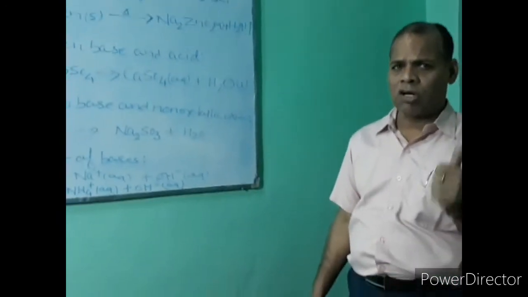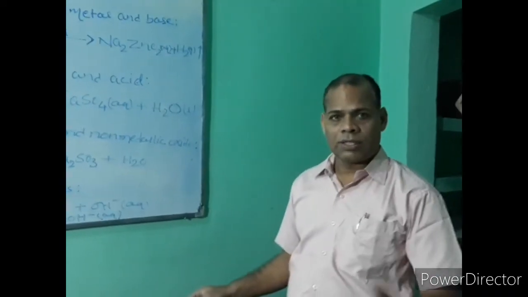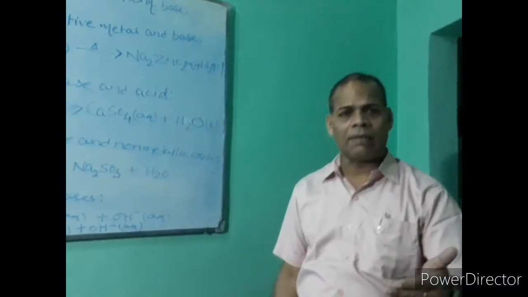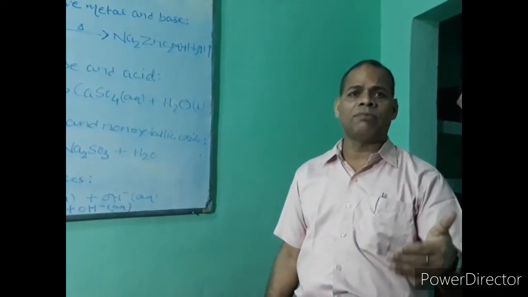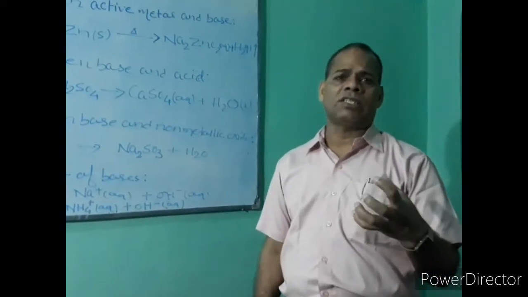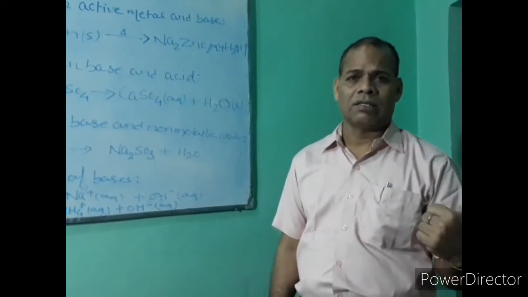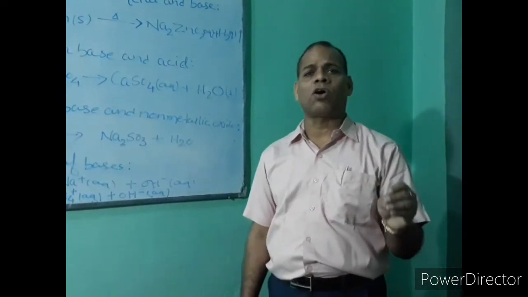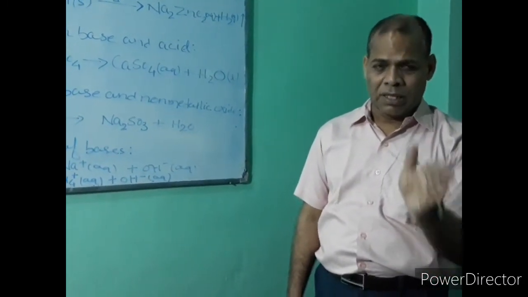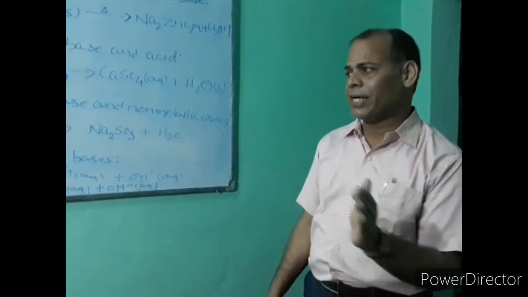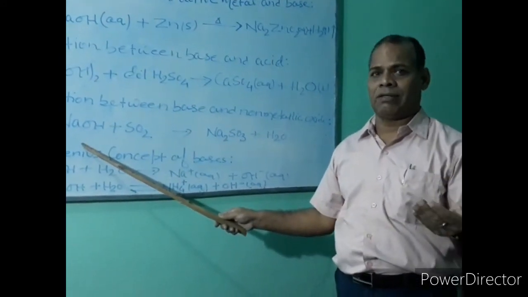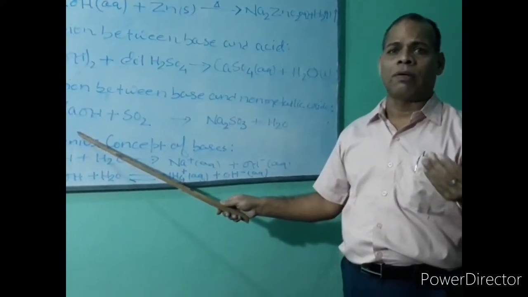Now, in physical properties we have already discussed the role of water in deciding the basic character. When a base is dissolved in water, it dissociates into ions. So water has a very important role in deciding the basic behavior of a base. This concept was extended by Arrhenius, who tried to define a base.